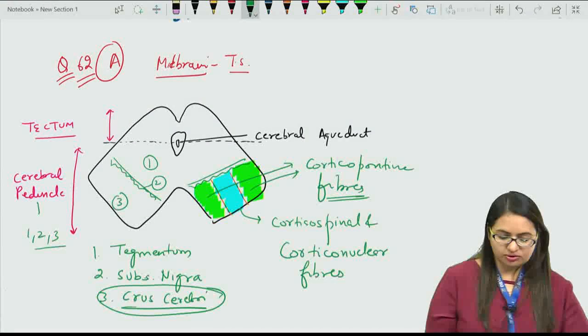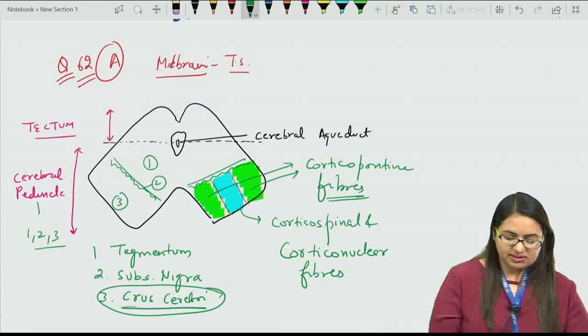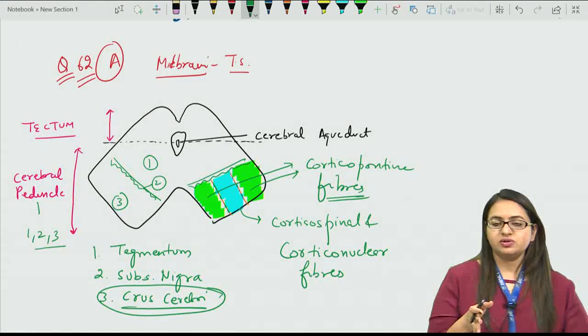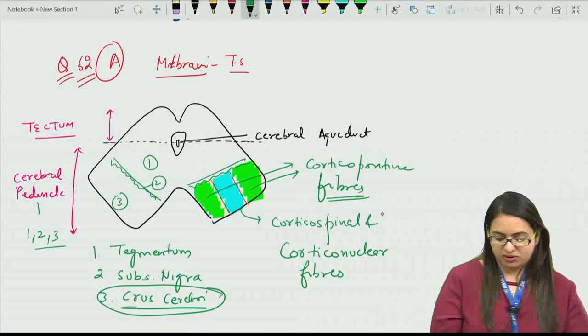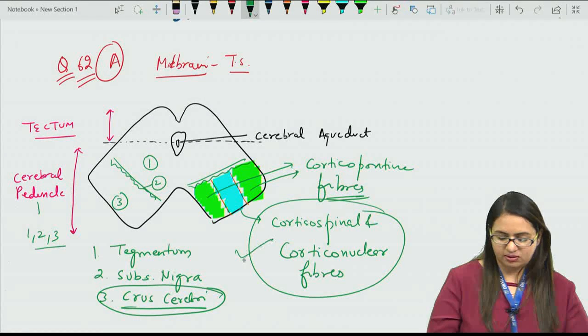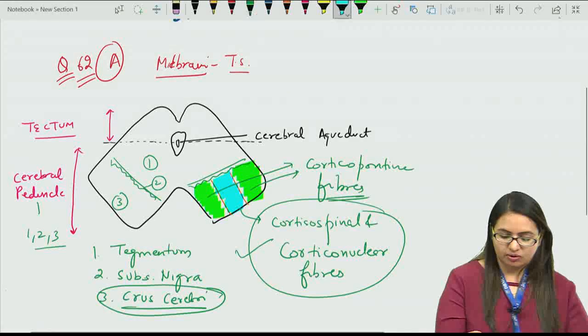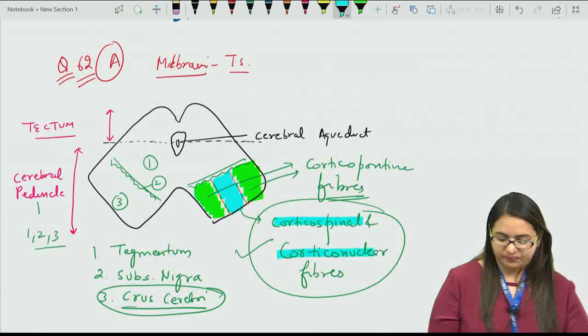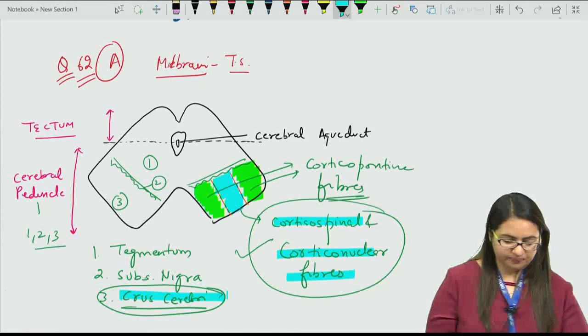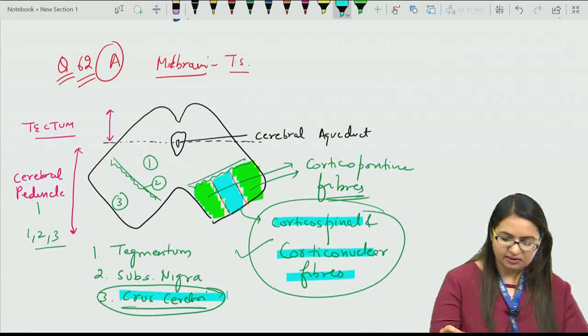So therefore, the question is asking about the fibers which pass through the crus cerebri, and the fibers which are passing through the crus cerebri include the corticospinal and the corticonuclear fibers. They are passing through the crus cerebri. So the answer is A.